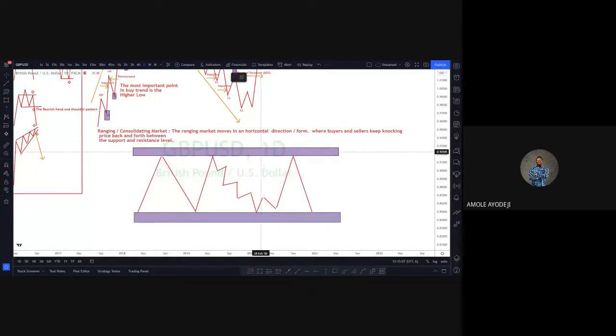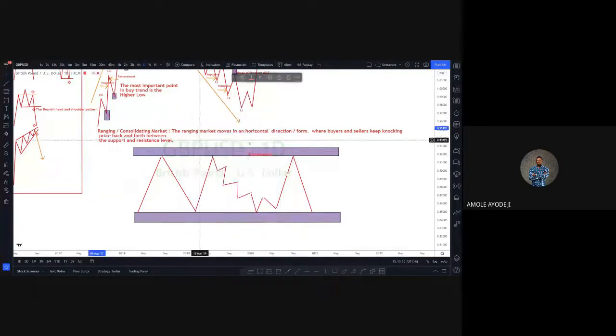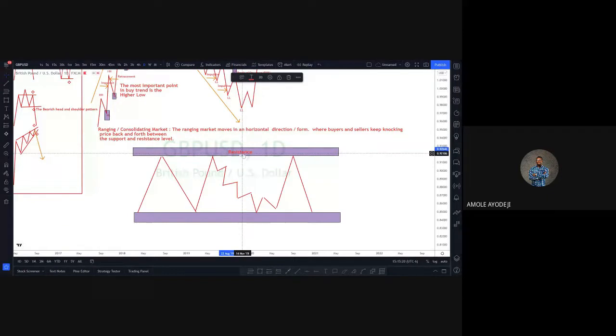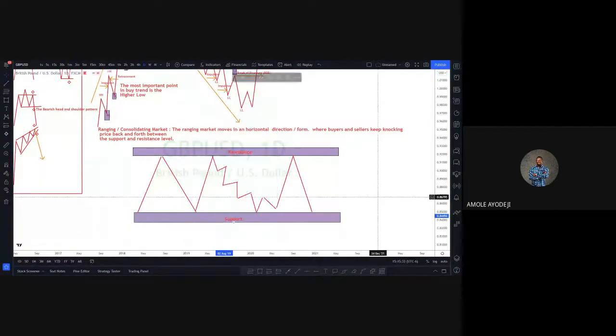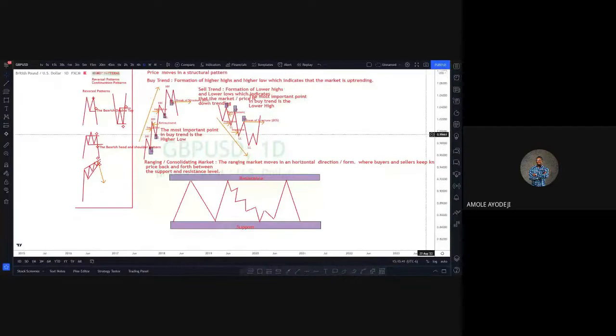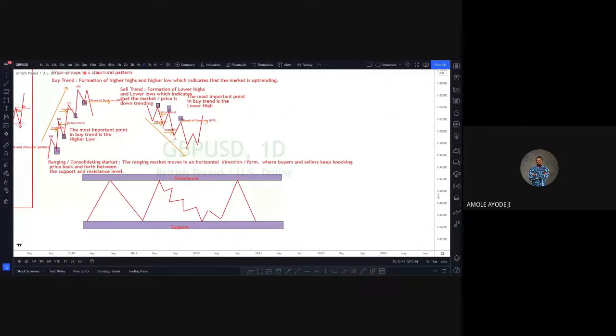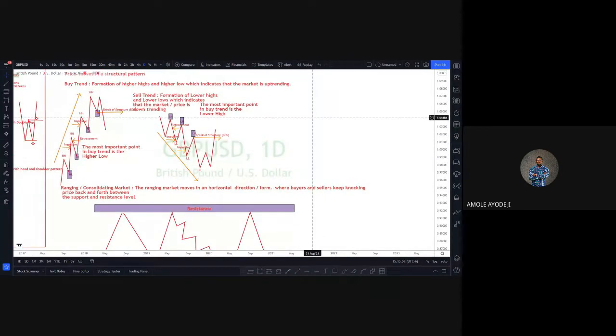This is the resistance. This is support. As simple as ABC. So these are the three price or market structural patterns in which price moves. As simple as ABC. Now we've talked about the buy trend, we've talked about the sell trend, we've talked about the ranging market, the bouncing back and forth of price from support and resistance.